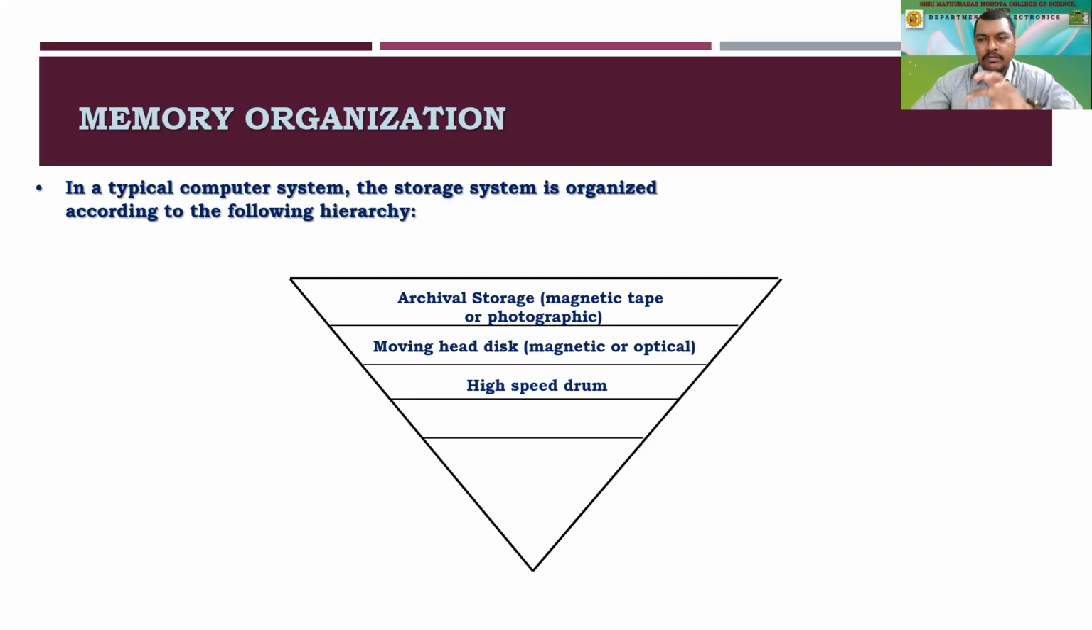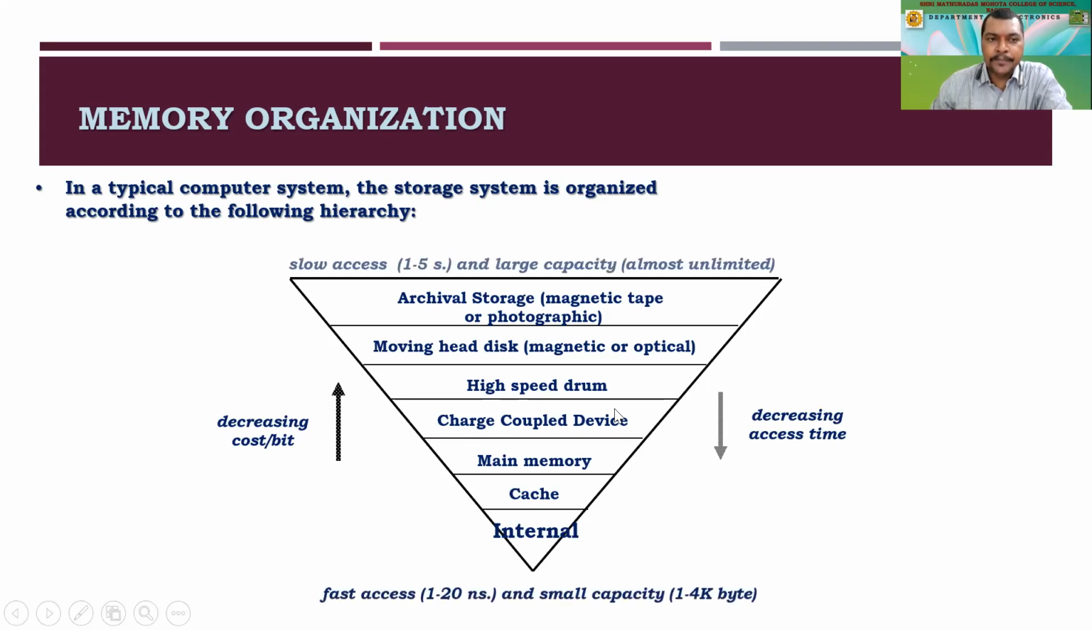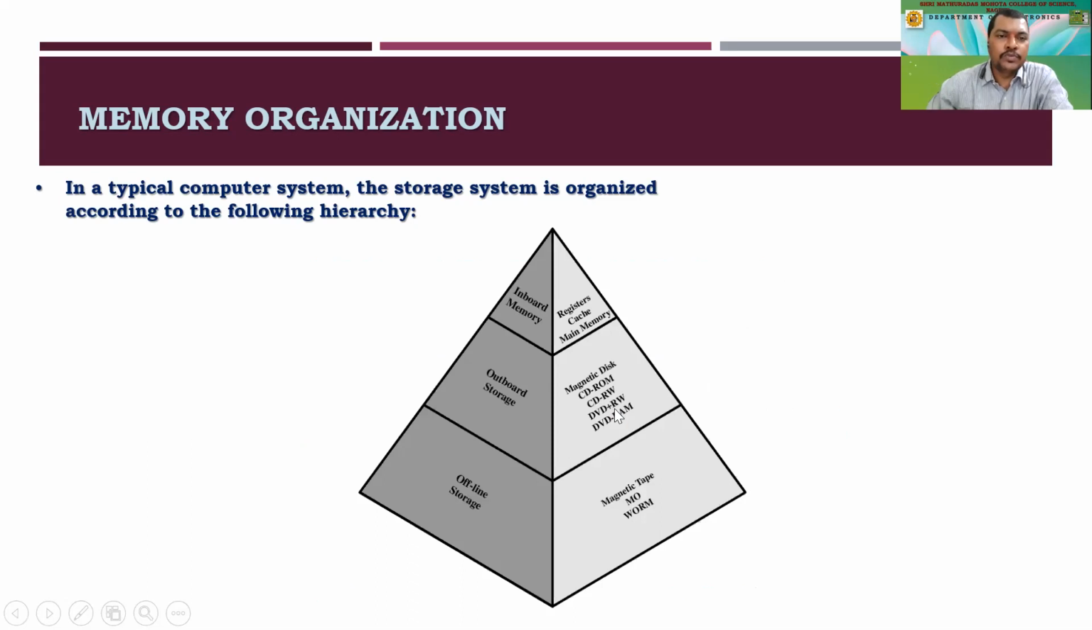Again, if you see, we have just rotated it. The top portion now has a very high capacity, but the distance from the CPU is very small, right? So we have archive storage, that is magnetic tape or photographic, then moving head disk that I have just told you about, high speed drum, then charge coupled devices, main memory, cache memory, and then internal memory. So we are decreasing the cost and decreasing the access time, right? I will show you one more diagram on that. So this is the hierarchy of that.